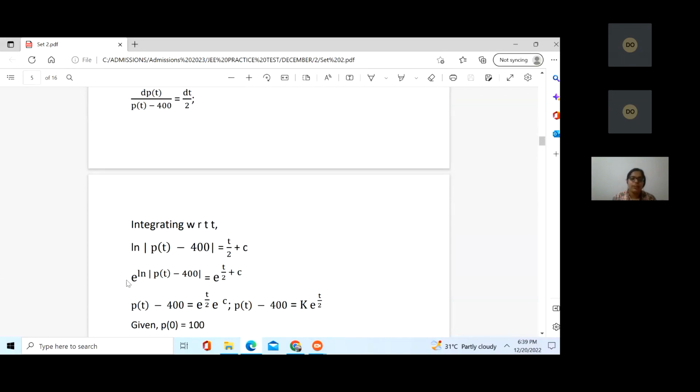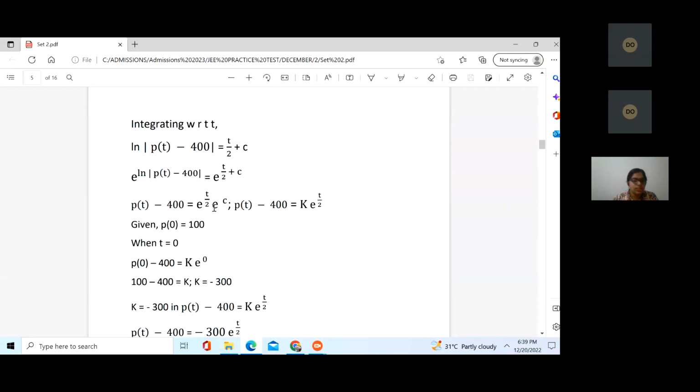Now, if I take the exponential, I can remove this log. I can write this as p(t) minus 400 equal to e raised to t by 2 into e raised to c. I'm going to substitute e raised to c as k. Now, in the question, they have given me the value of p(0), which is 100.